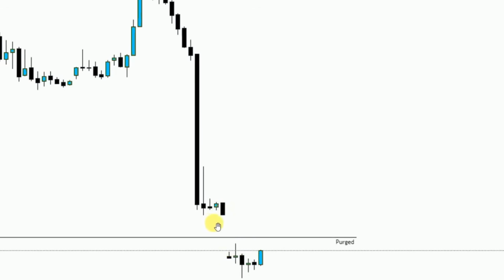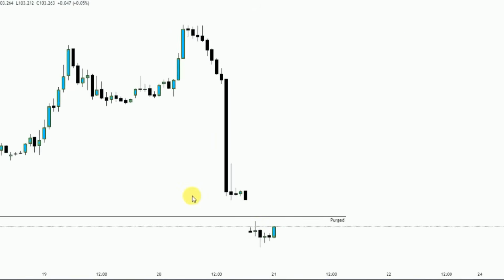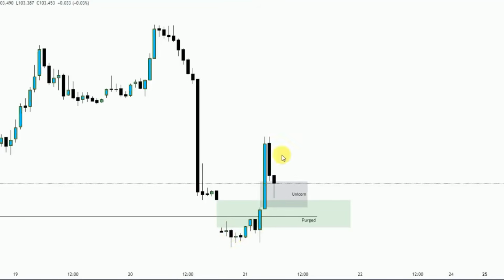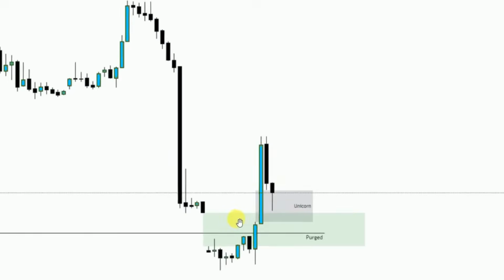Now we apply Fibonacci to this range. We wait for the market to retrace into the 50% level and target liquidity. In this case, the market did not retrace into the 50% level, so we adjust the dealing range by anchoring it from the new high.